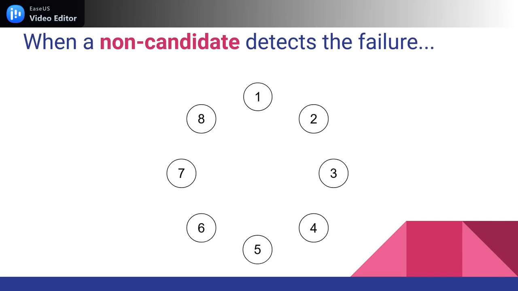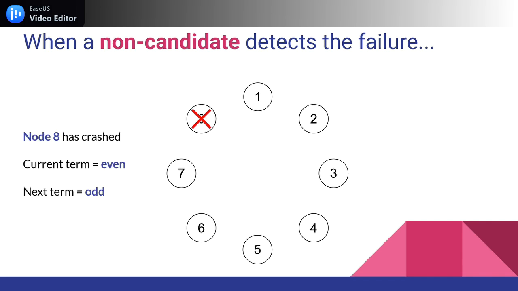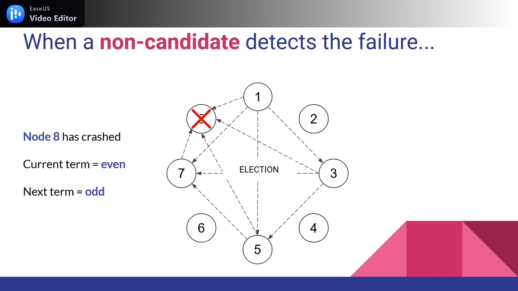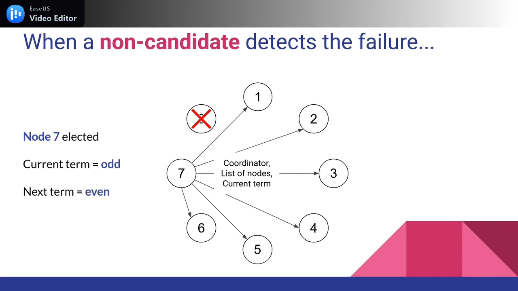Now what happens if a non-candidate detects the failure? We assume the same condition as before, that is node 8 has crashed, but this time it is node 4 that detects the failure. And since node 4 is even, it is part of the non-candidate group. It will first multicast to all of the candidates, that are 1, 3, 5, and 7. Node 4 will then wait for a reply and withdraw itself from the election. After this message has been sent to the candidates, they will start their own election among themselves and get their replies, and the one without the reply will be elected as the leader.